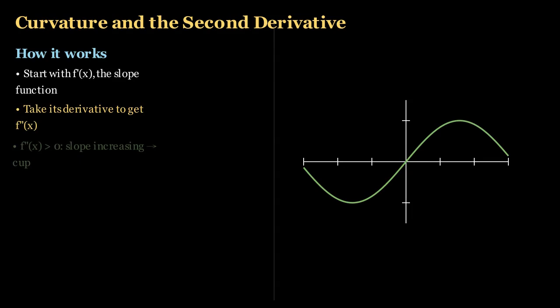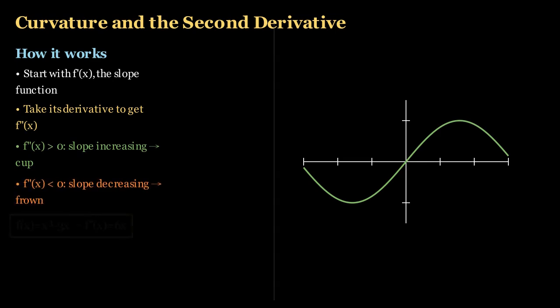Now look at what this tells us. When x is positive, say x equals 1, f double prime is 6, positive. That means the slope is increasing, so the curve bends upwards like a cup. When x is negative, say x equals minus 1, f double prime is minus 6 and negative. The slope is decreasing, so the curve bends downwards like a frown. The second derivative is simply a sign detector for the bend.